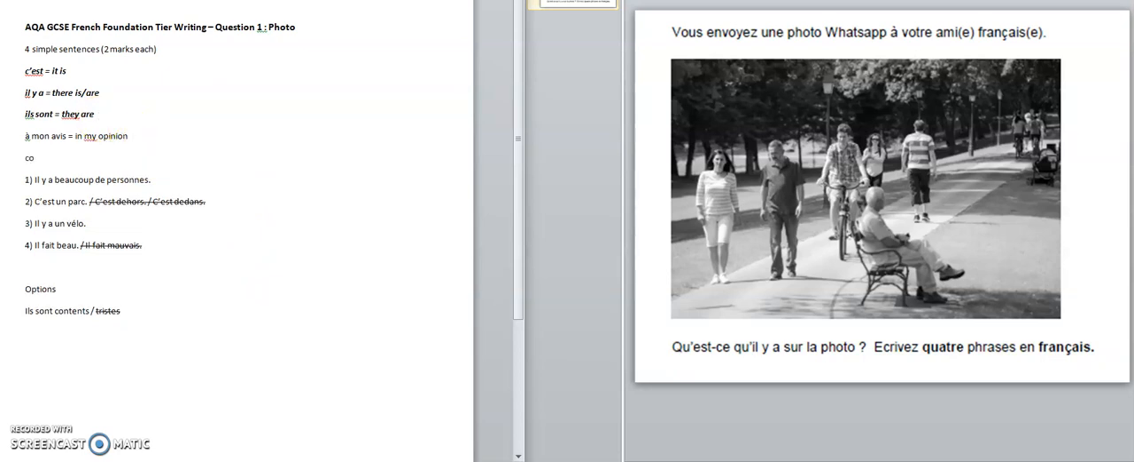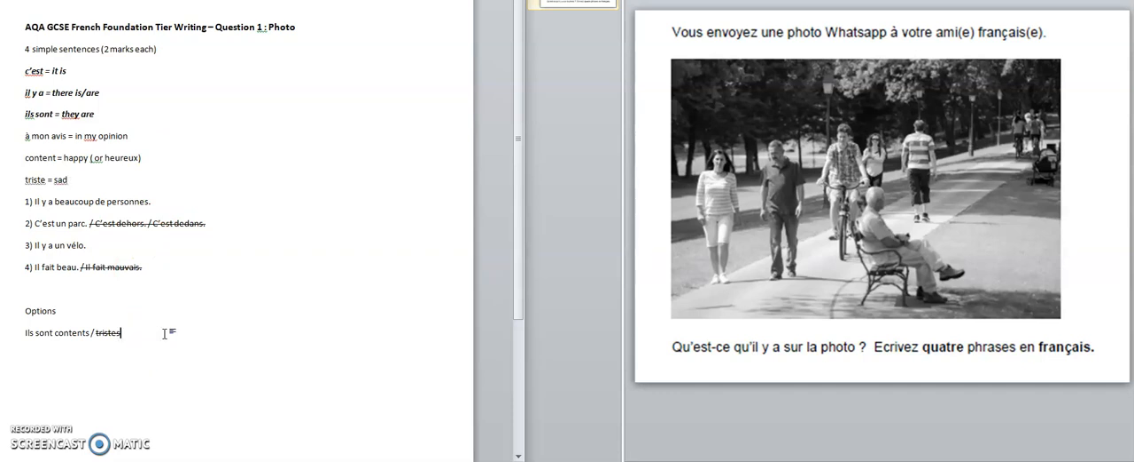So, content, happy. There is another word, you can use heureux as well, but that is trickier to spell, and the X changes to an S in the feminine, which makes it a little bit trickier. So content is what I would suggest, and then triste is sad. So they're really useful. Ils sont contents, ils sont tristes.